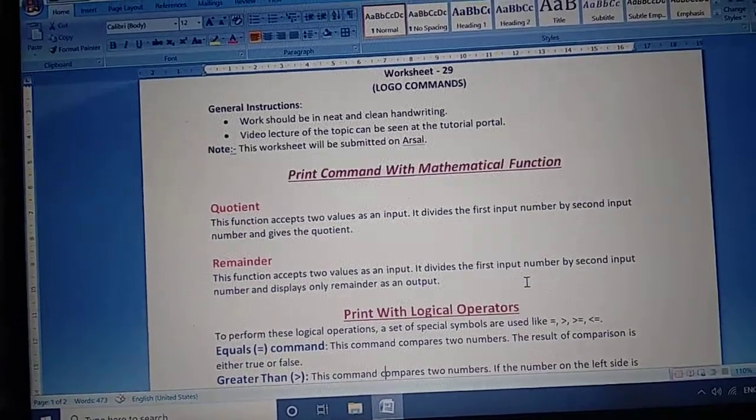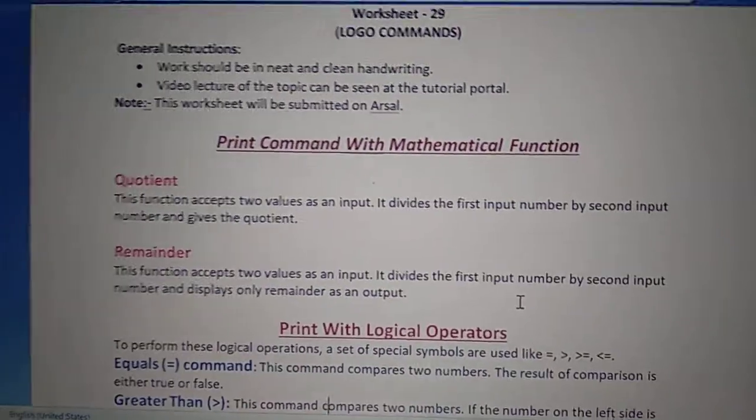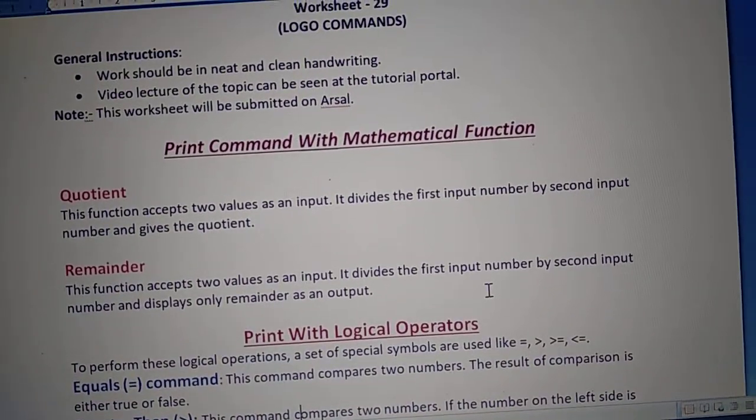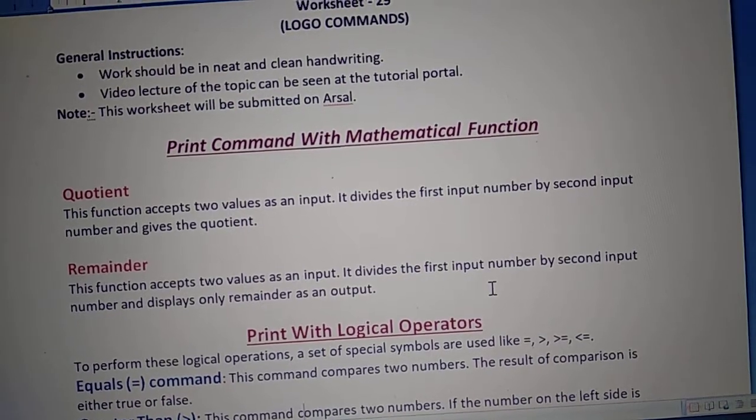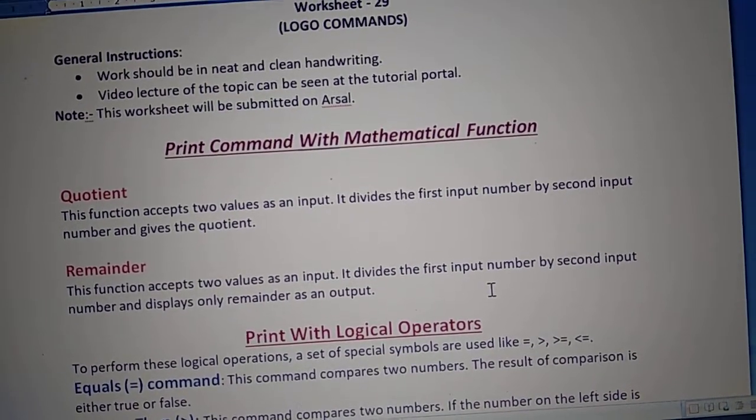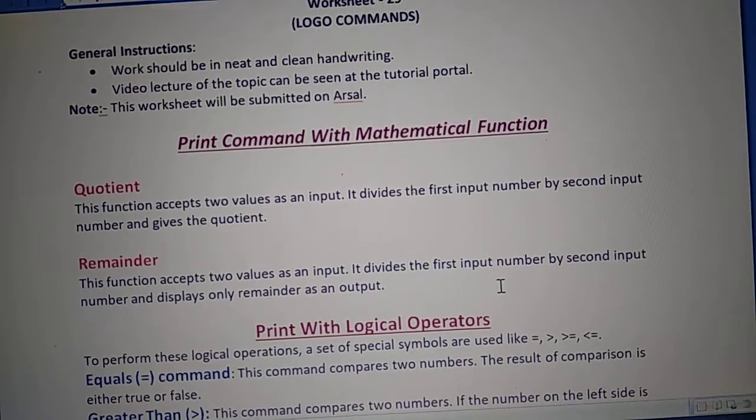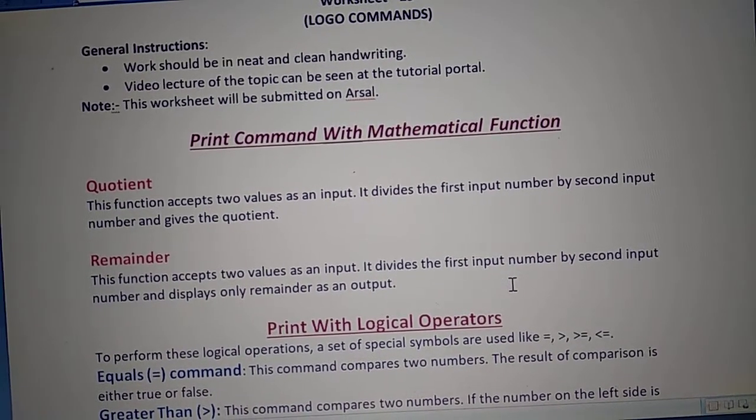This function accepts the two values as an input. Okay, and it divides the first input number by the second input number and gives you the quotient. Okay, so this quotient and remainder I will again explain you on a board, just wait.